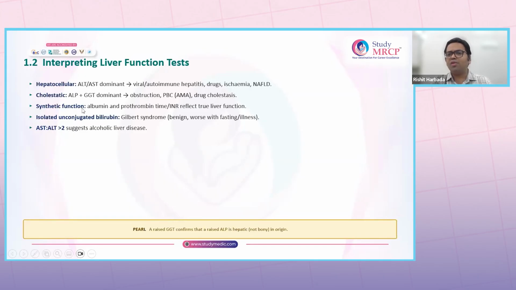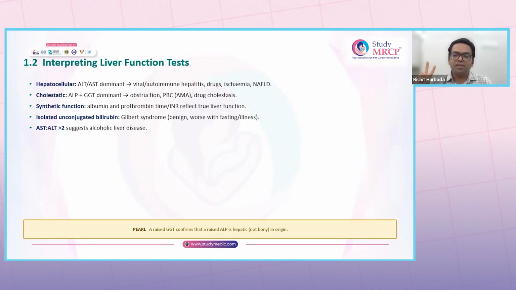Now, synthetic function of the liver, the third category of tests. This category tells how well the liver is functioning. If the albumin is low, it means that the patient is going to have liver damage. But albumin's half-life is more than 20 days, and hence it may not be low in acute liver failure.